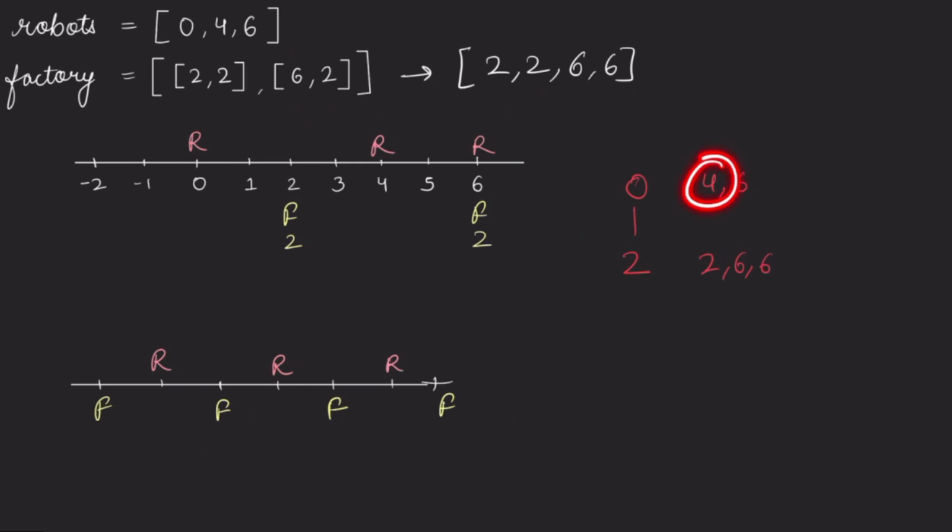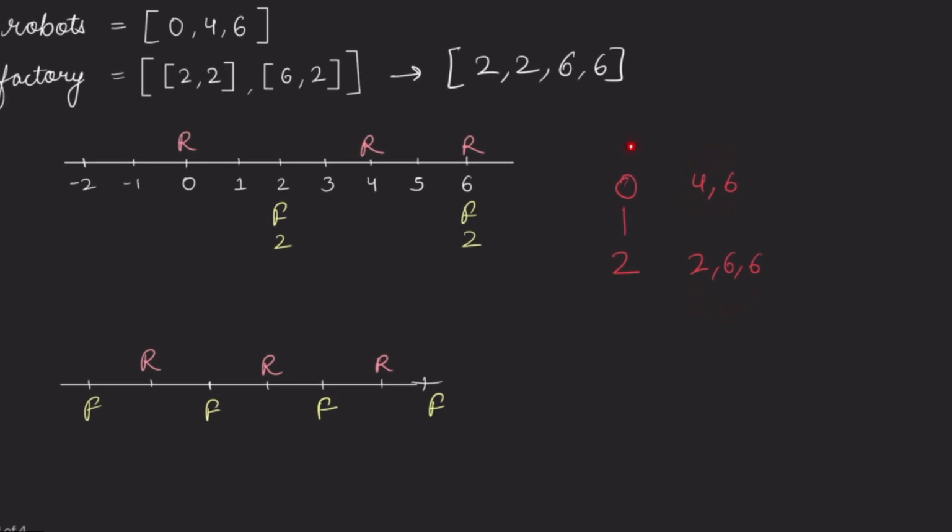So then for this 4, you can get it repaired with either the factory at 2 or the factory at 6, right? And then instead of repairing this 0th robot with the factory at 2, we can repair it with this 2, right? So in that case, 0 will get repaired at this factory 2, and then for 4 and 6, you will be left with the factories at 6 and 6, right? And then in that case, you can get this 4 repaired with the factory at 6 and this 6 with the factory at this 6, right?